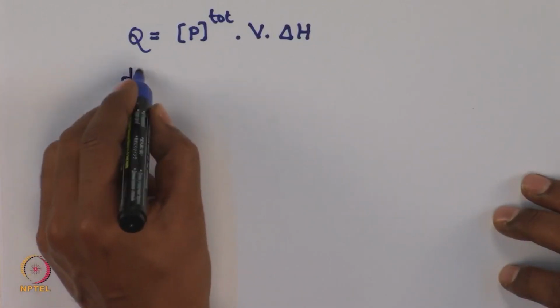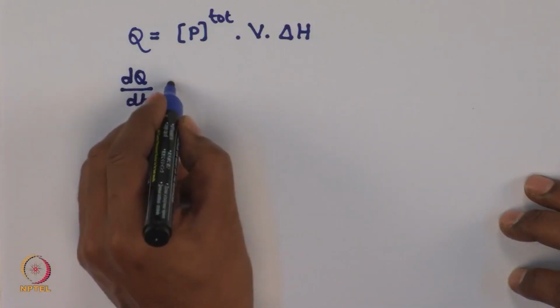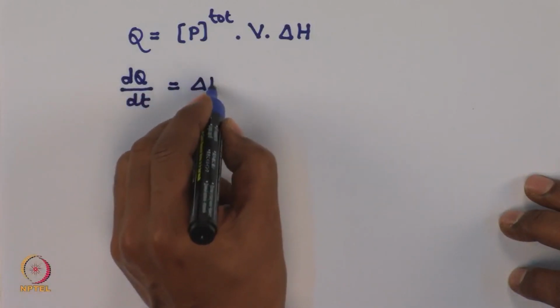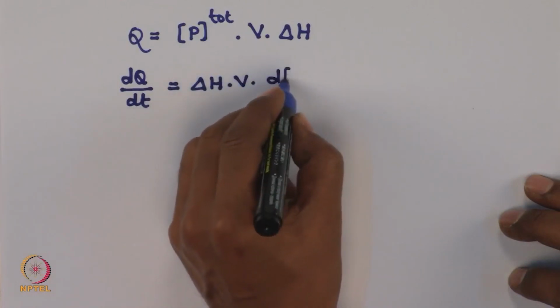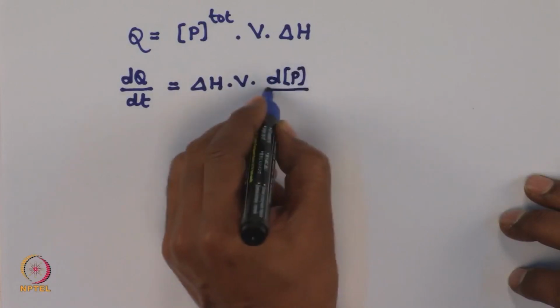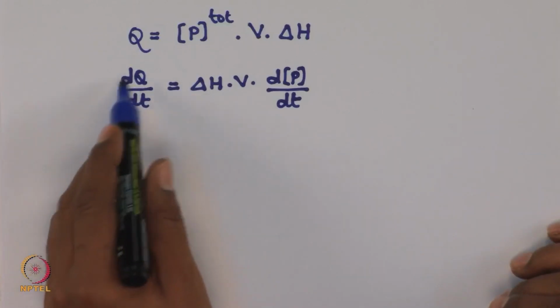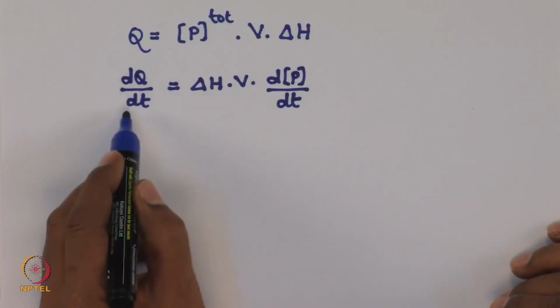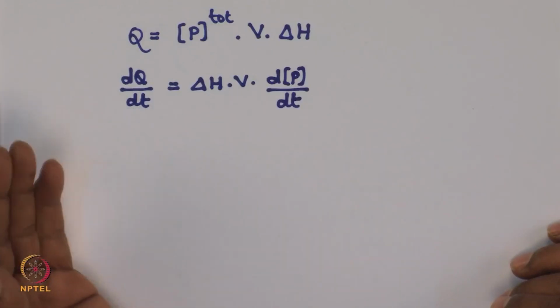And now, let me write a derivative: dq by dt will be equal to delta H into volume into dP by dt, how the product is being formed with time. What is this dq by dt? This is the rate of heat flow, which is actually the power.